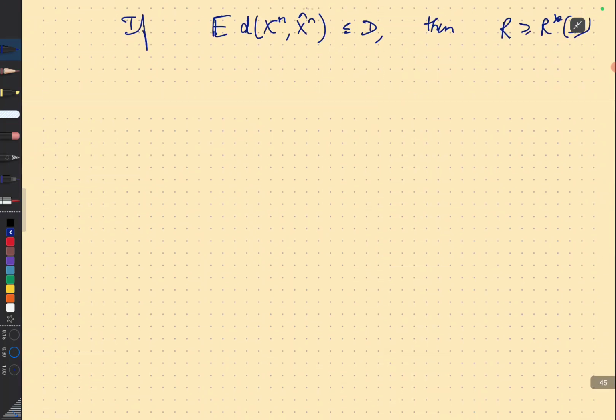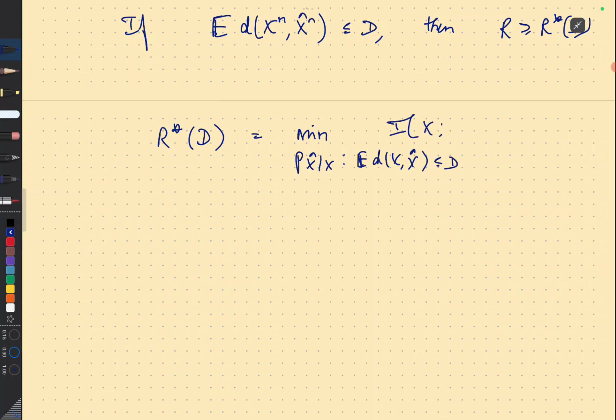So basically what we have shown is that the minimum rate of lossy compression for a target distortion D is the minimum over all P of X hat given X, with expected distortion less than or equal to D, of this mutual information between X and X hat. So let's try to evaluate this rate distortion function, maybe for a couple of examples.